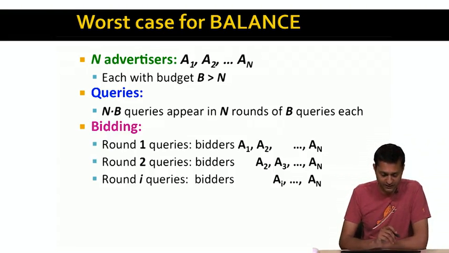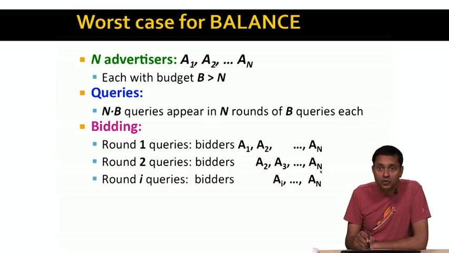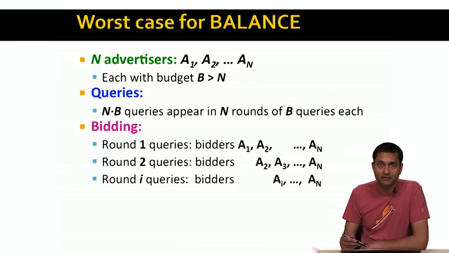And here's how the bidding works. With the queries that come in round 1, the bidders are A1 through AN. For the queries that appear in round 2, the bidders are A2 through AN. For the queries that appear in round I, the bidders are AI through AN, and so on until round N. The queries that appear in round N, the only bidder is AN. And remember, there are B queries in each round, and B is also equal to the budget of each advertiser.